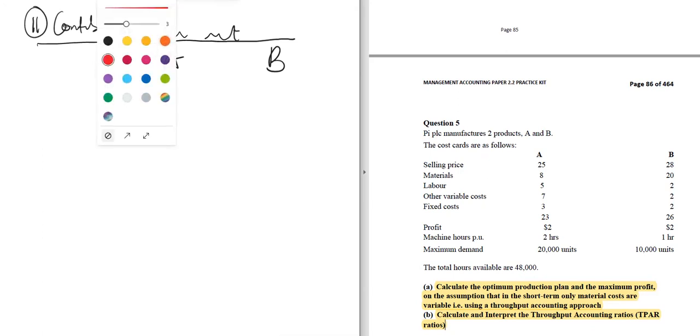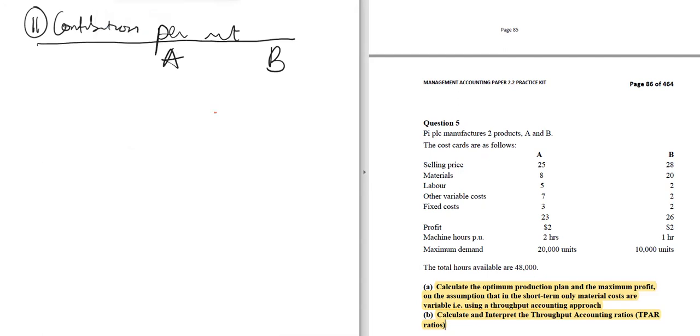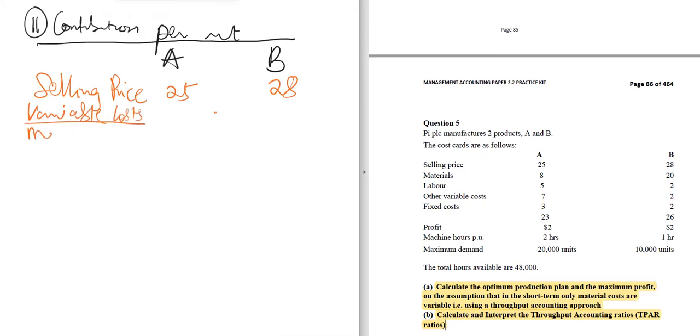So an orange pencil. So you get your selling price, and your selling price for this is 25. We have 28 for B. Then we less our variable cost, not so marginal costing. So we less our variable cost. So variable cost, I think we have material cost, which is 8, and this guy being 20.